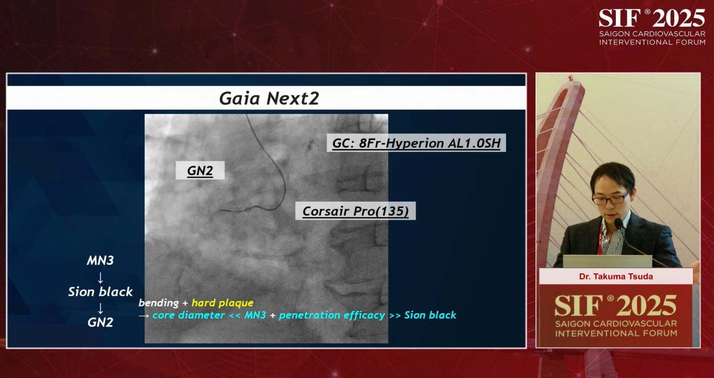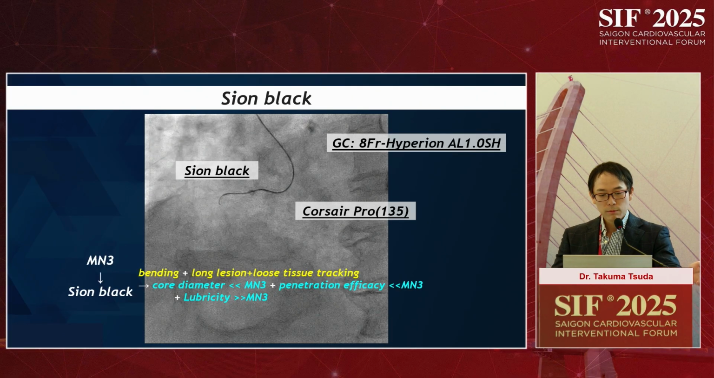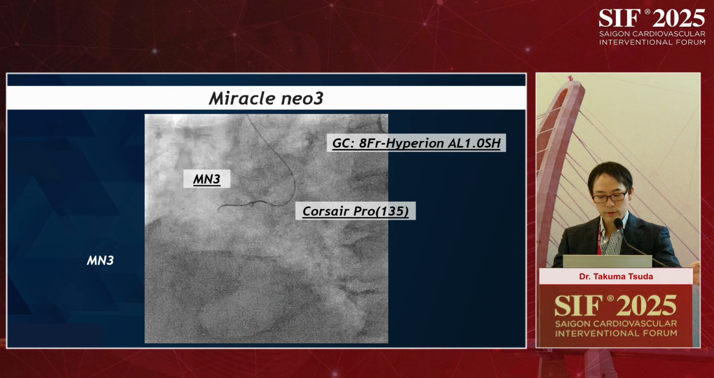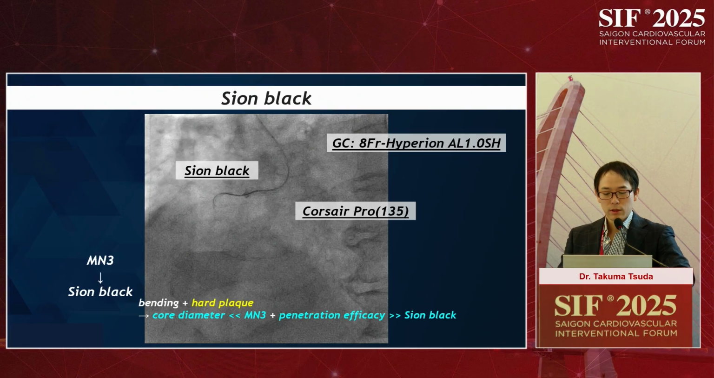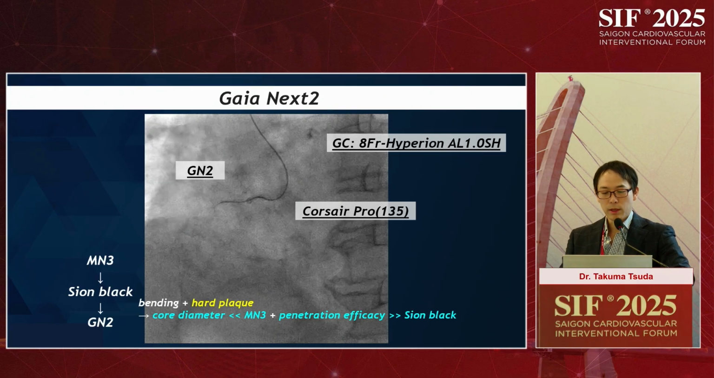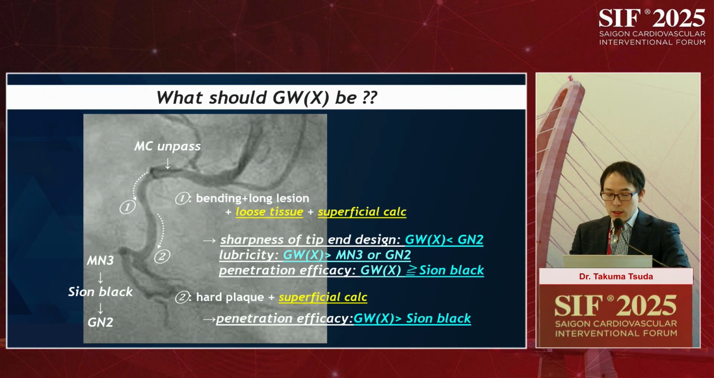Okay. So Miracle Neo 3 cannot pass the first corner, but Suoh can pass the first corner. But Gaia Next 2 cannot pass the first corner. Okay, which should be selected as the guide wire X as a solution?